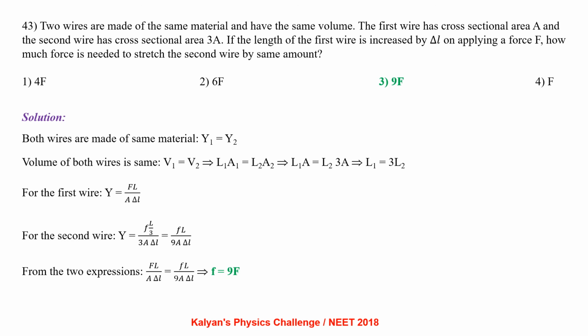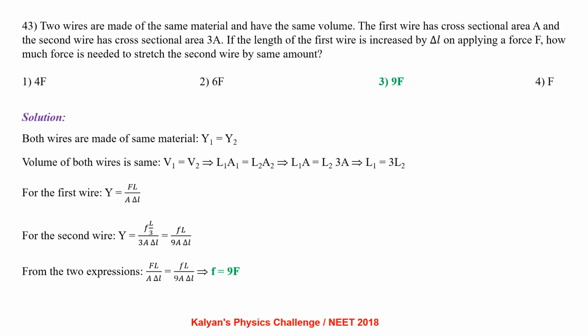Two wires are made up of the same material and have the same volume. The first wire has a cross-sectional area A and the second wire has a cross-sectional area 3A. If the length of the first wire is increased by delta L on applying a force capital F, how much force is needed to stretch the second wire by the same amount?